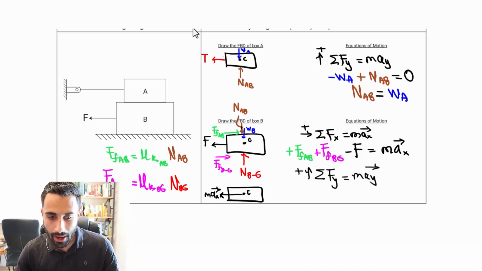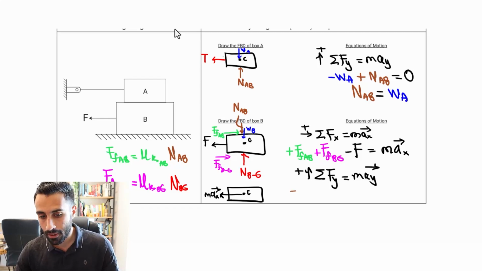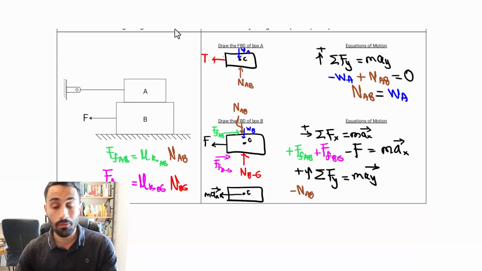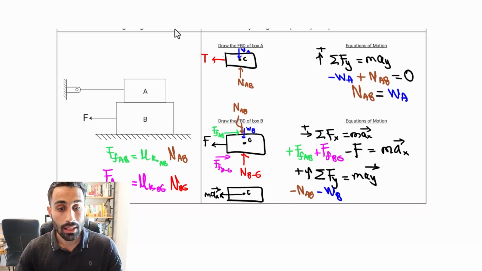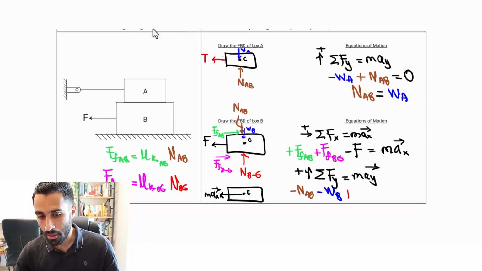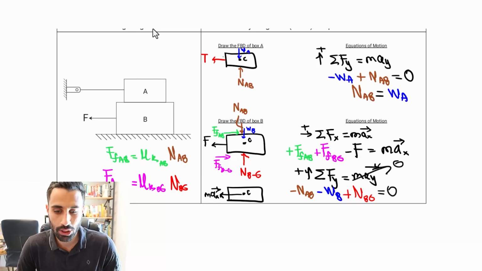In that case, we have the negative here and negative. So let's go one by one. Negative NAB, that's this one. Then we have the negative weight of the block B, that's going to be this one. Then we have the normal plus the normal between B and G. And then all of this is going to equal 0 because we have no movement in the y direction.